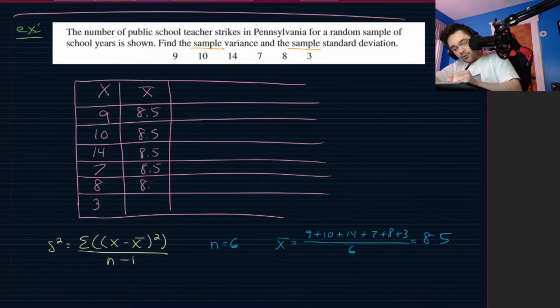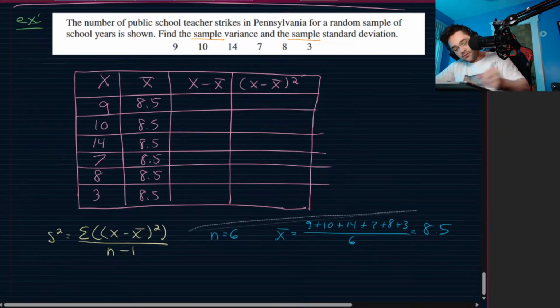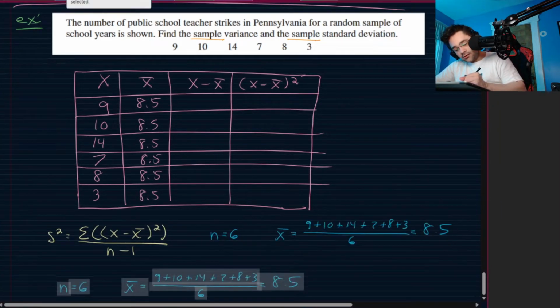The next column will just be x minus x bar. I'm kind of building up this summation. First I have x, then I need x bar, so I have a column for that. Then I need the x minus x bars, so I have a column for that. Then I need the x minus x bar squared, because I'm going to sum them all up. So I ultimately need a column for that as well. Let me move this down here.